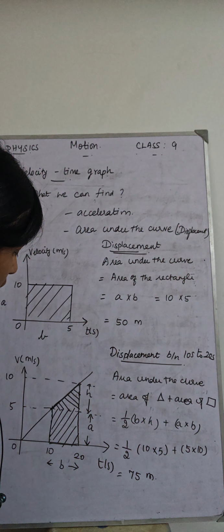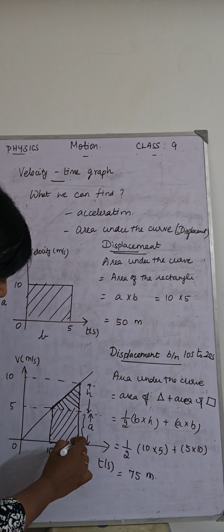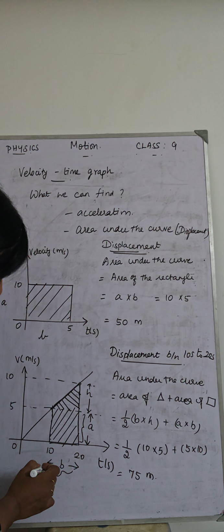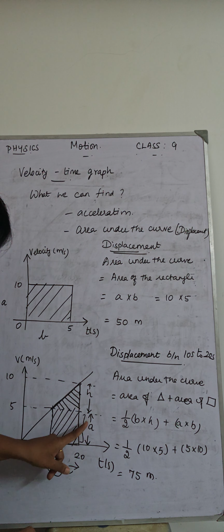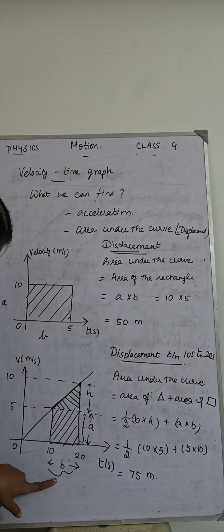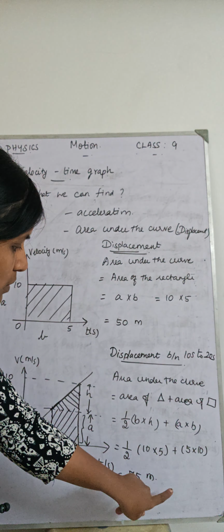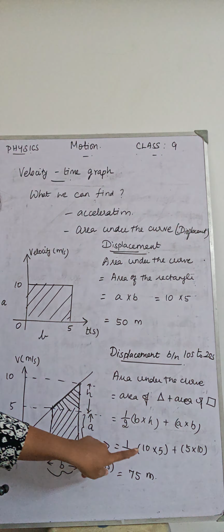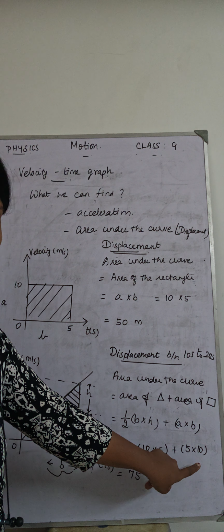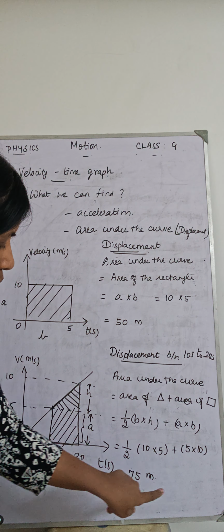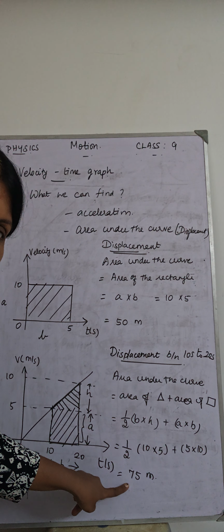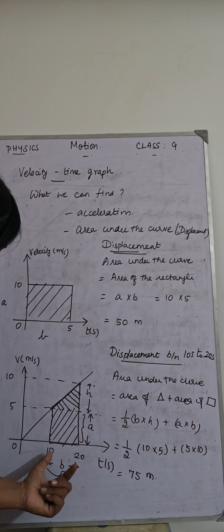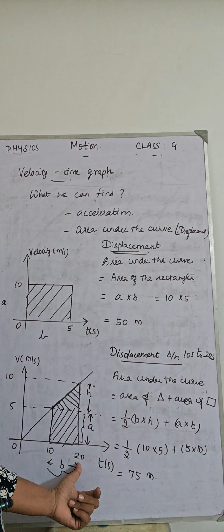What about the rectangle? A cross B. So this value I am taking as A, and here the value is B, like how we did AB. Substitute 5 cross 10, which is 50. So half into B into H plus AB. AB is 5 cross 10. So you will get 75 meter as the displacement between 10 to 20 seconds.